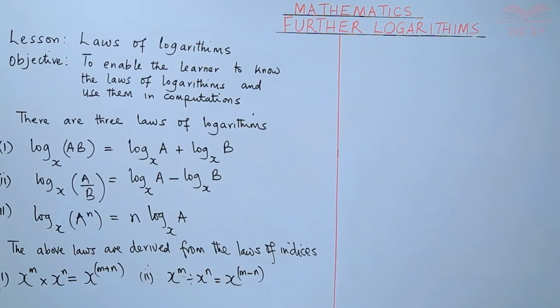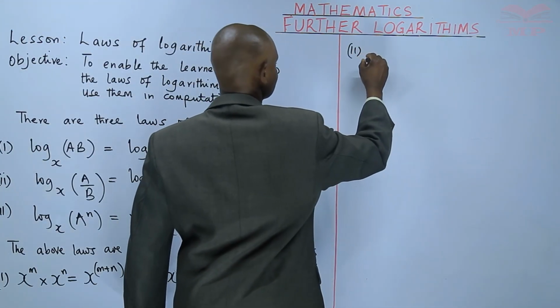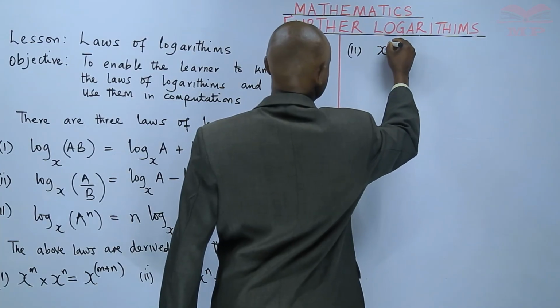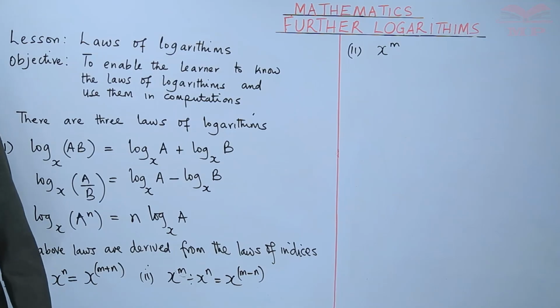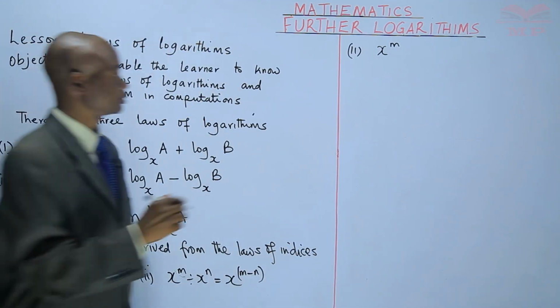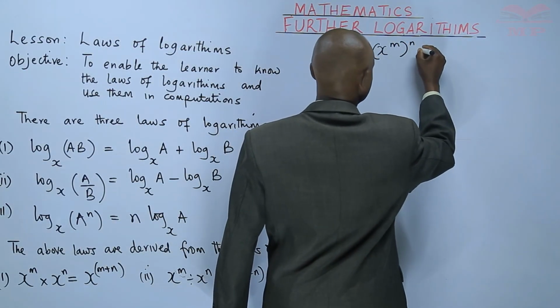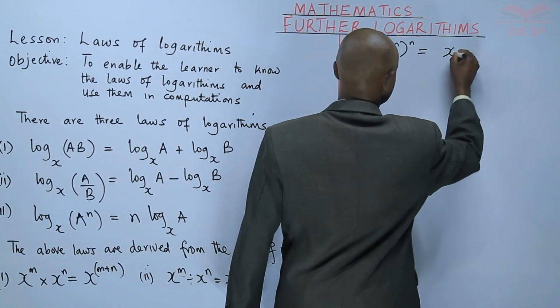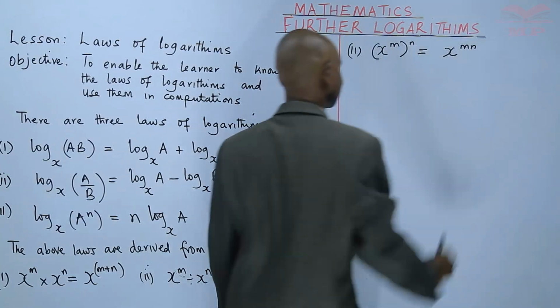The third law is when you have x raised to m, into brackets, raised to n. It is the same as having x raised to m multiplied by n.